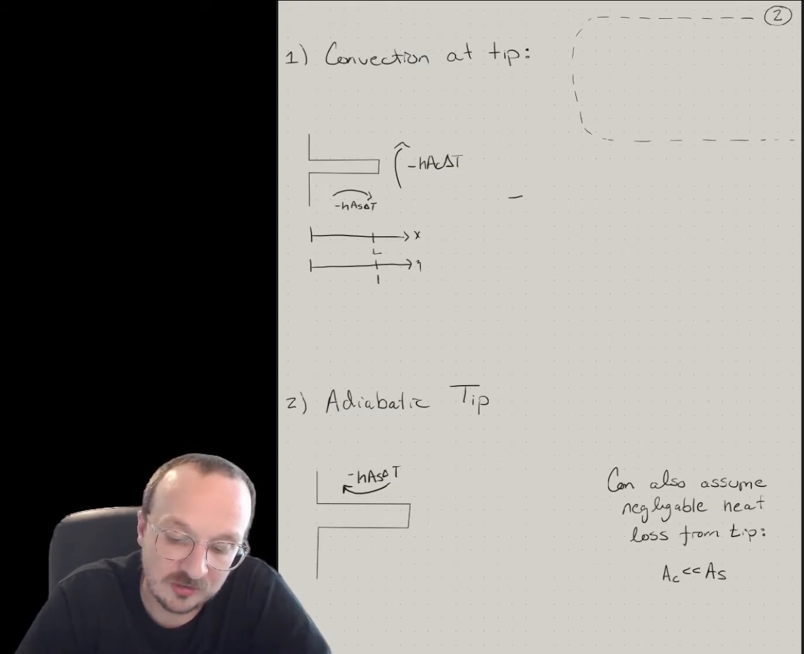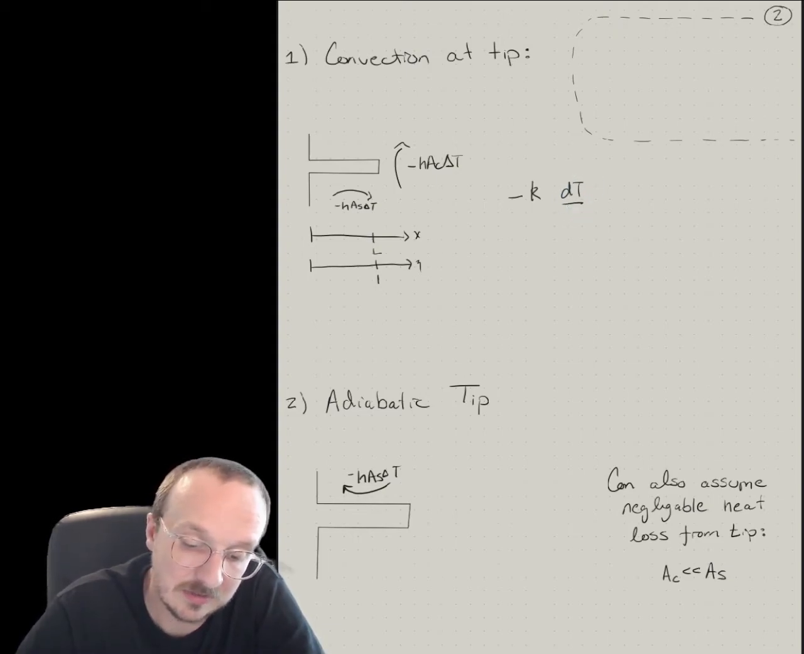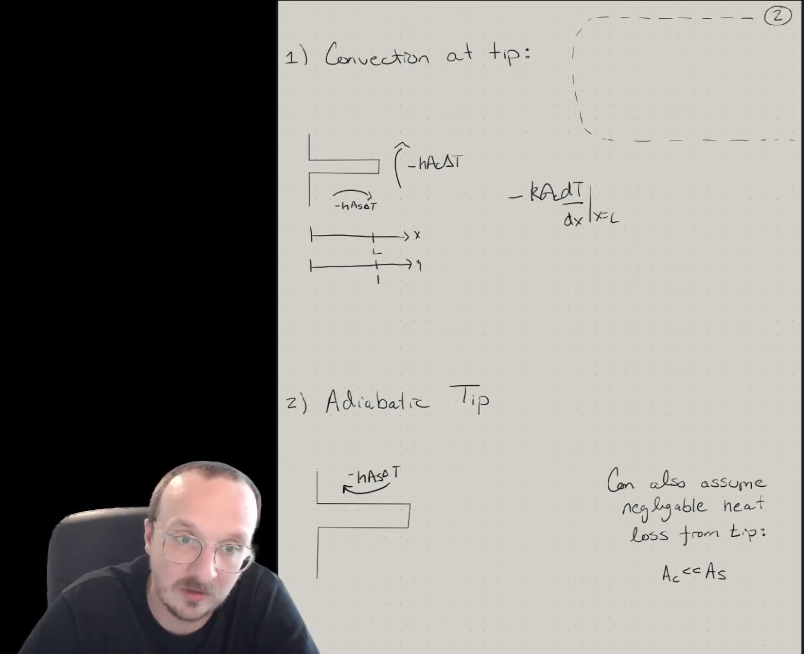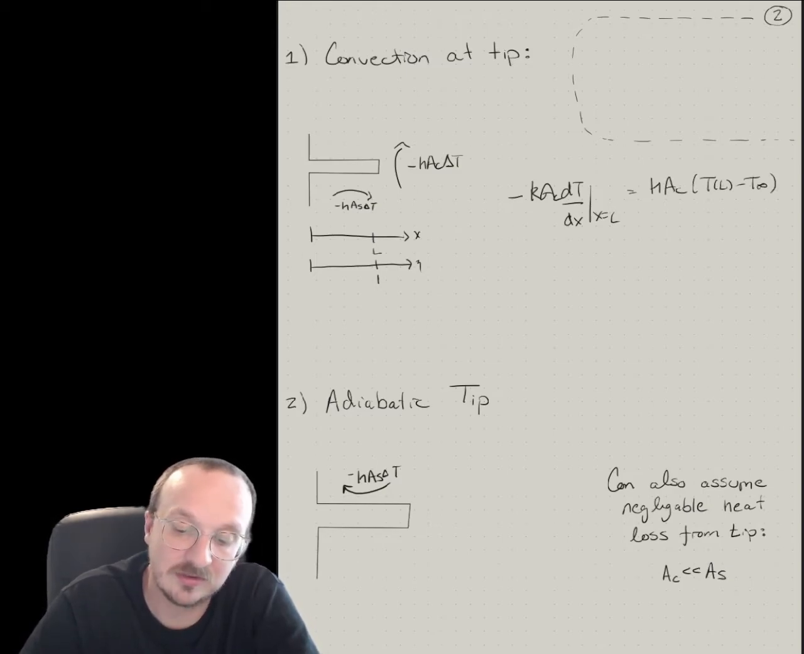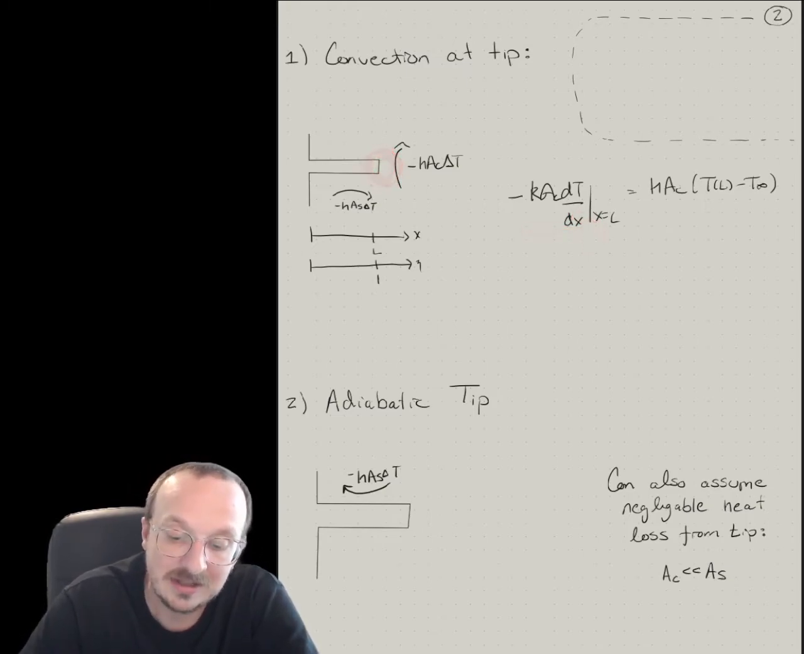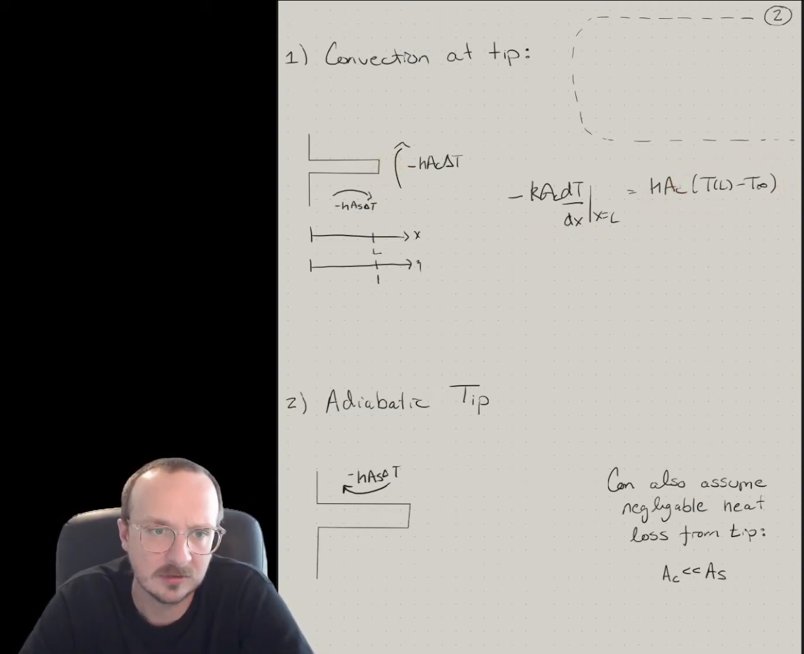So the expression there is minus k dT/dx. Well, technically it's minus k A_c, cross-sectional area, dT/dx at x equals L is equal to h, cross-sectional area, times T at L minus T infinity. Okay, so this is the conduction on the left-hand side of this surface equals convection on the right-hand side of this fin tip surface.